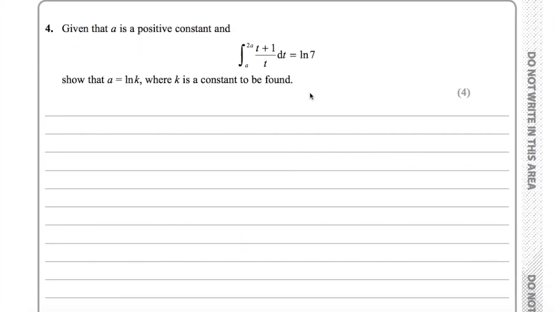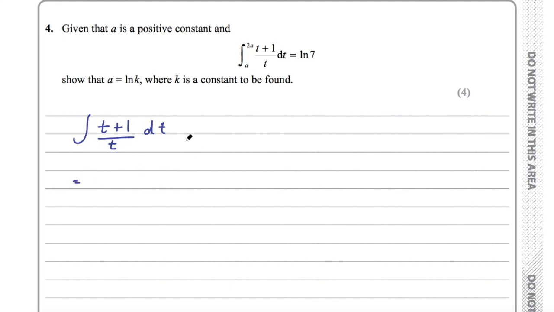Part 4 says given that a is a positive constant and the integral of a to 2a of t plus 1 over t dt equals the log of 7, show that a equals the log of k where k is a constant to be found. Right, where to start with this problem? Well, firstly, let's start looking at this integral. So the integral of t plus 1 over t with respect to t, let's see if we can find what that is first.